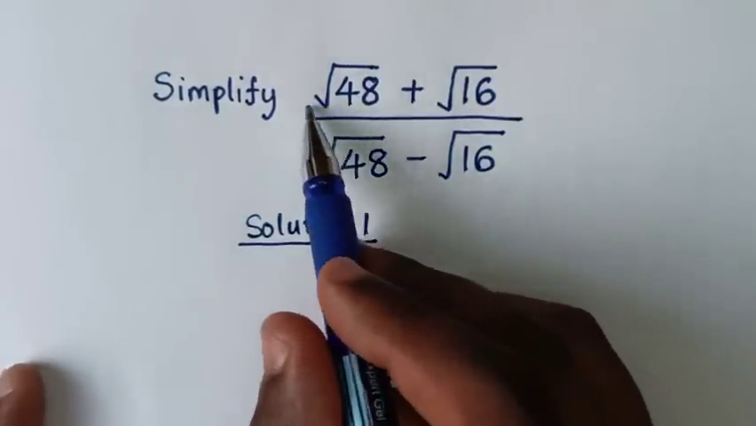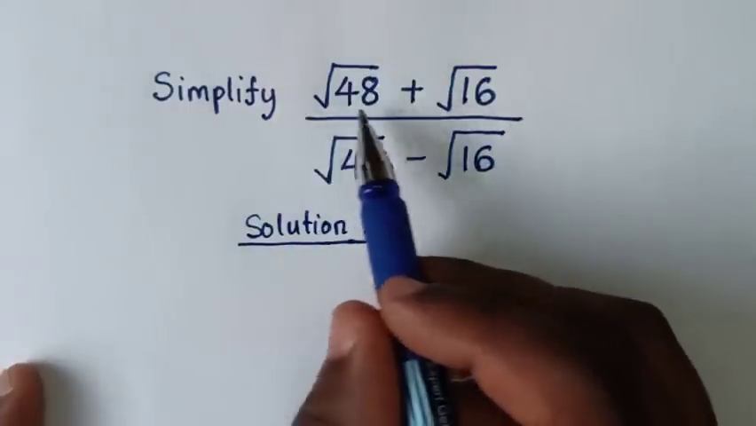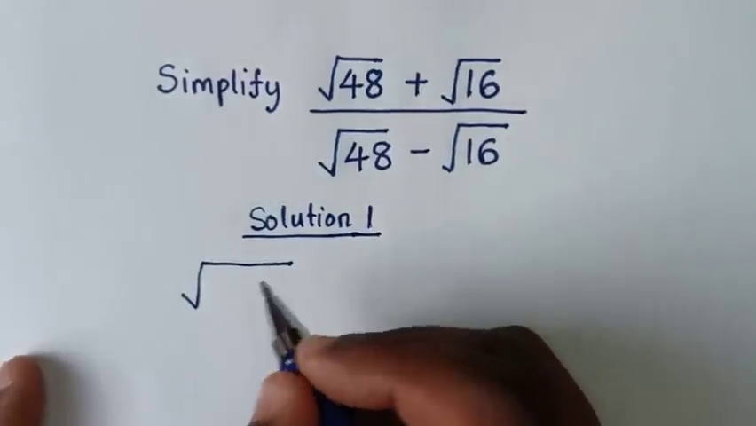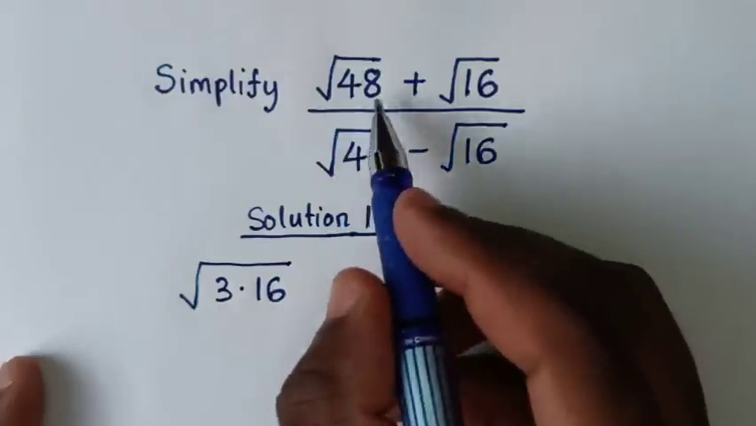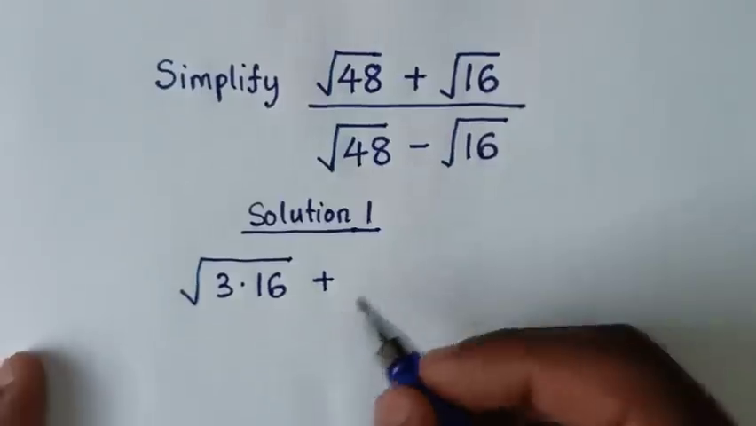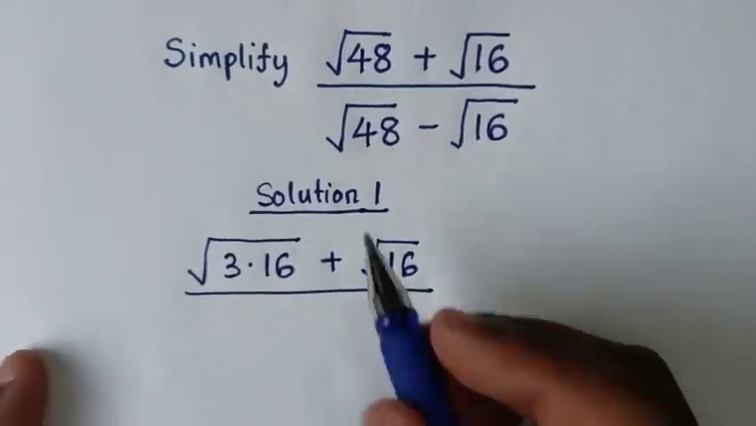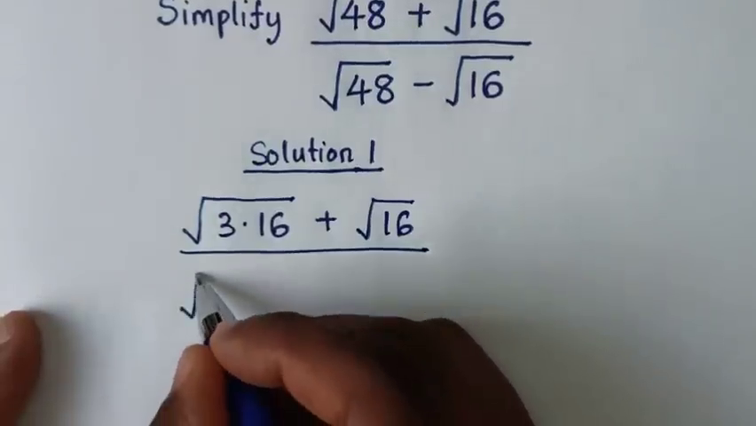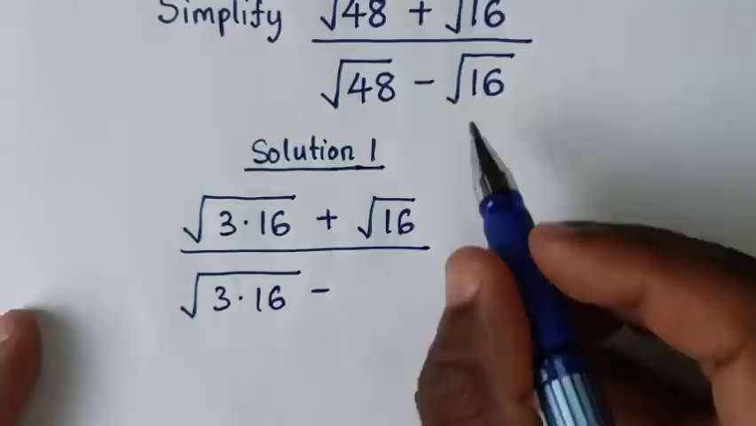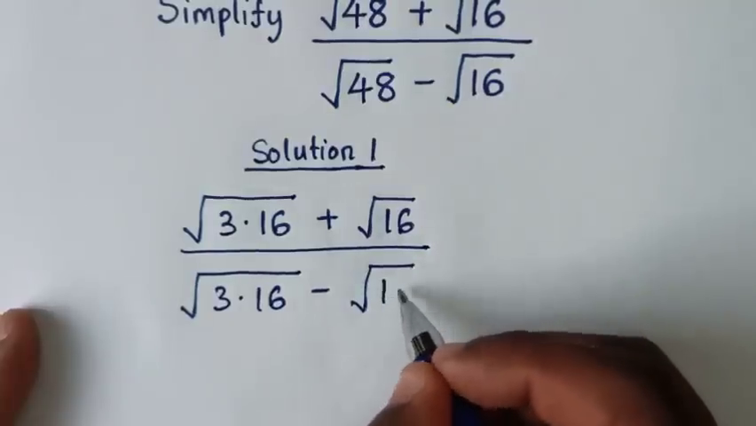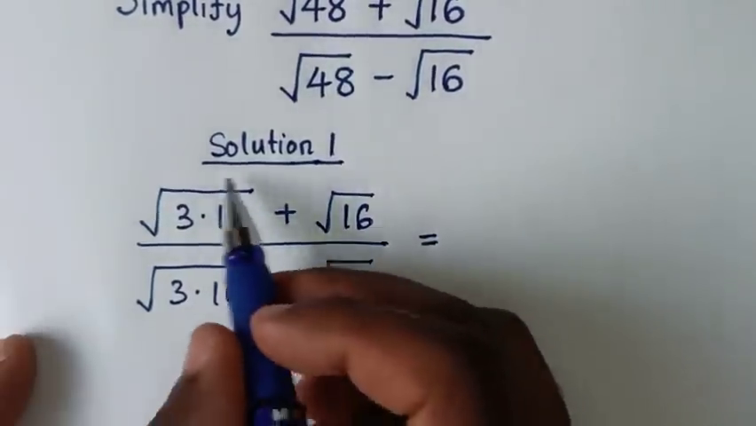Now, from this square root of 48, to have common square root of 16, square root of 48 is the same as square root of 3 times 16, because 3 times 16 is 48. Then plus this square root of 16, over square root of 48, which is the same as square root of 3 times 16. Then minus this square root of 16. Then it will be equal to, we'll separate this.